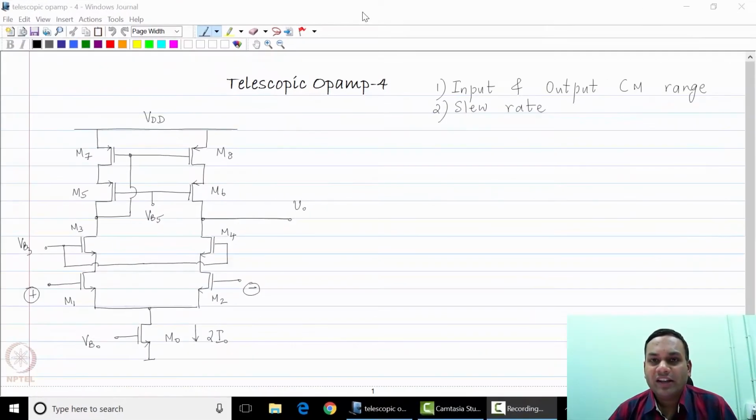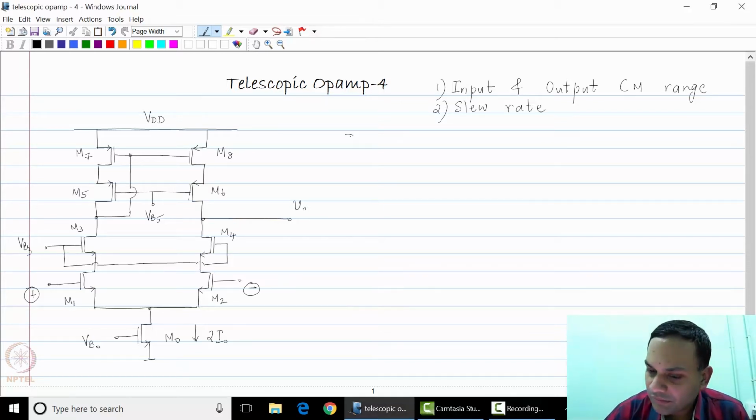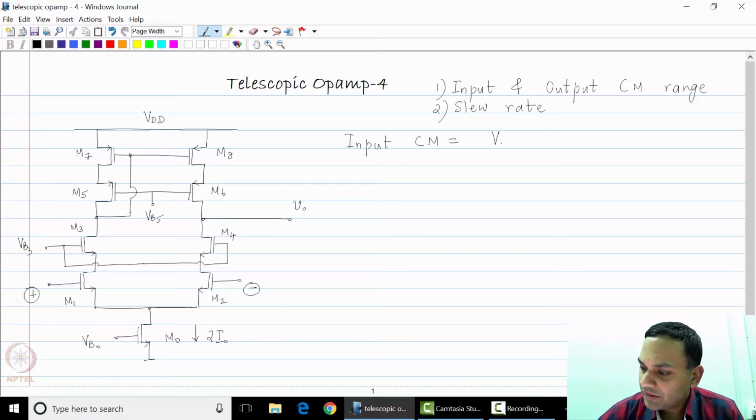We are now going to look at the input and output common mode ranges of the telescopic op-amp as well as its slew rate. So let us look at the input common mode range. Let us assume that the input common mode is VCM in, and we want to find out the minimum and maximum values of VCM in.